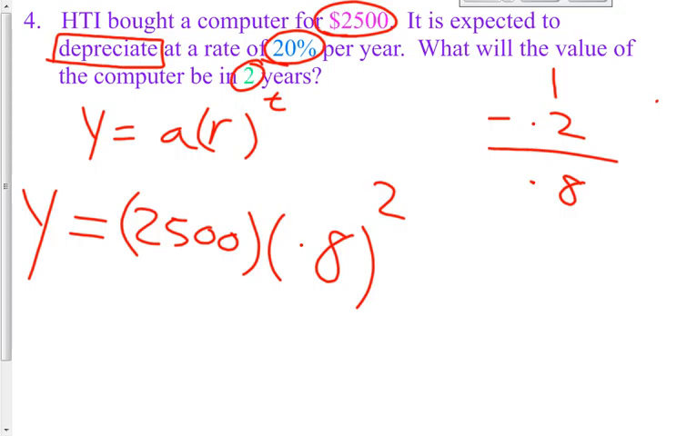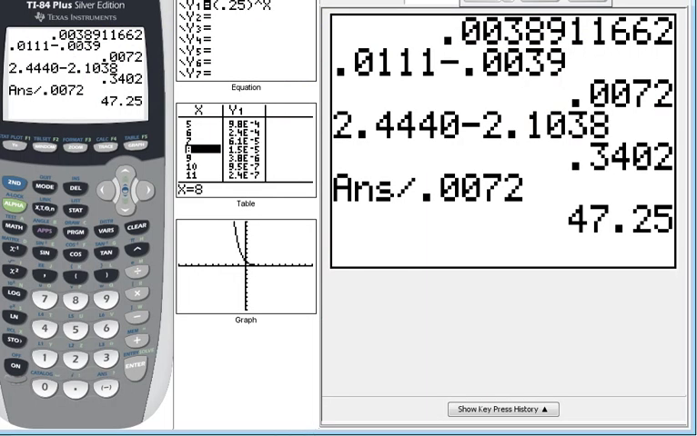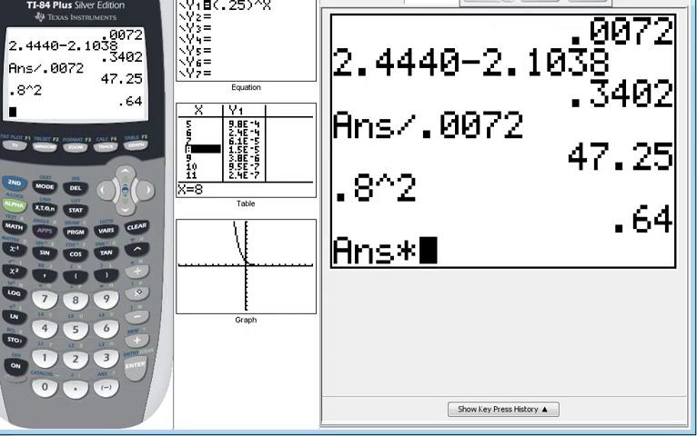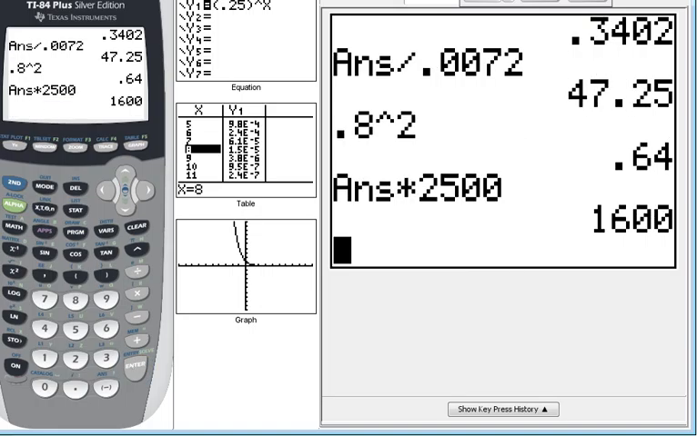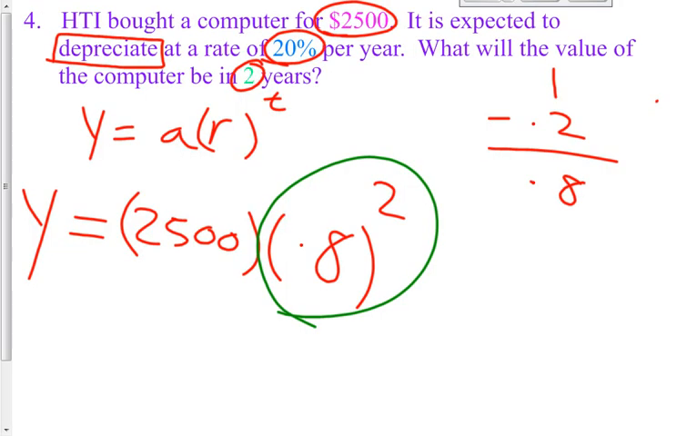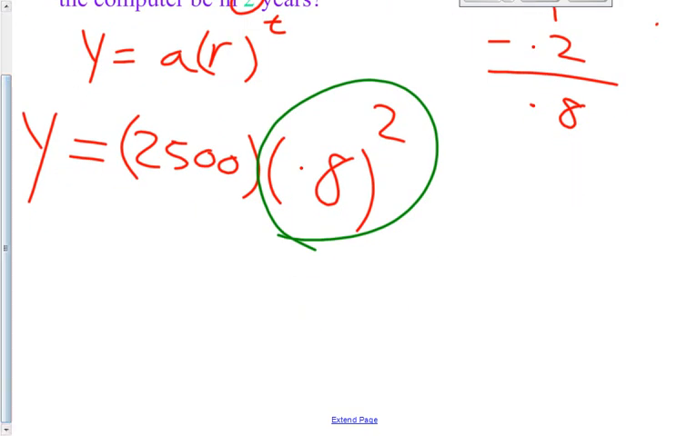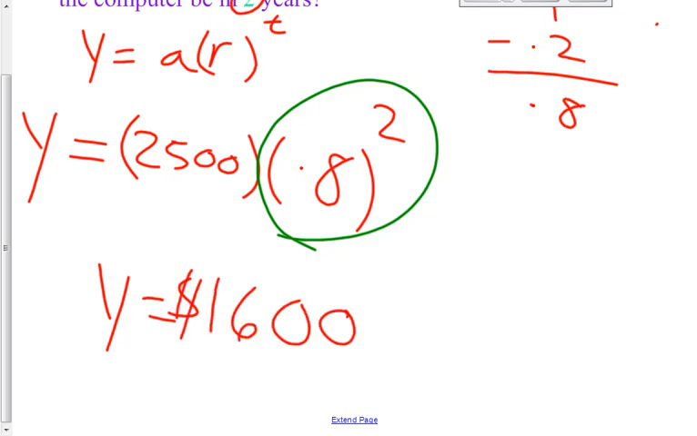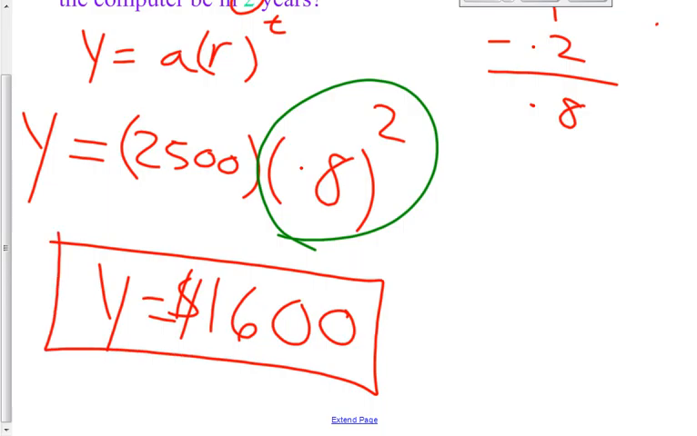We're going to put this into our calculator. Once again, make sure you do the exponent first and then multiply by 2,500. So 0.8 squared, that number you're going to multiply by 2,500. If they wanted to sell this computer after 2 years, they can't sell it for $2,500. They could sell it for $1,600. So the value of the computer after 2 years, y equals $1,600. They would lose about $900 if they tried to sell that computer after 2 years. That's what we have for problem number 4.